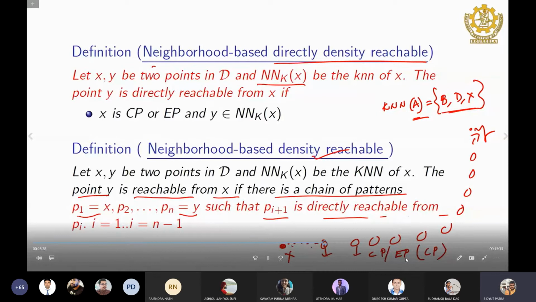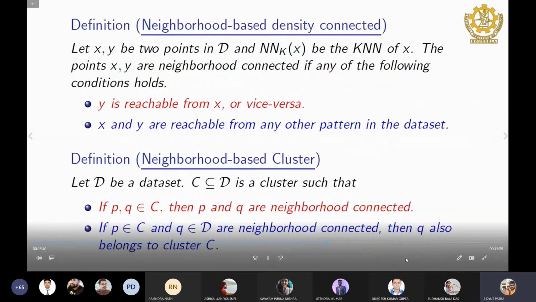Similarly, we learned density connected. So here also we have density connected, but in terms of the neighborhood. So take 2 points, let's say this is x and another point y. They are density connected if there is a point z such that y is density reachable from z and x is density reachable from z. Then we'll say x and y are density connected, neighborhood based density connected.